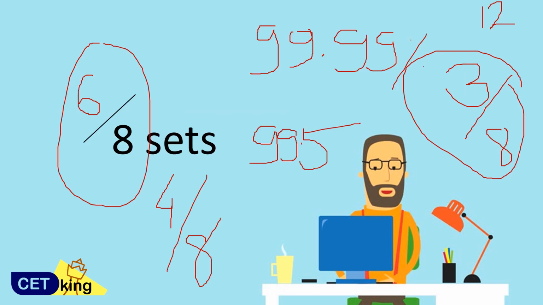Now you tell me, out of 8 sets, how many sets do you have to get right to get 99 percentile, which is an IIM call? For 99 percentile, how much do you need? If you already know, great. I asked this question in my class, and people who don't know normally say 6 sets out of 8. If you get 6 sets right out of 8, you'll get 99.99. You'll be the rank 1 topper.